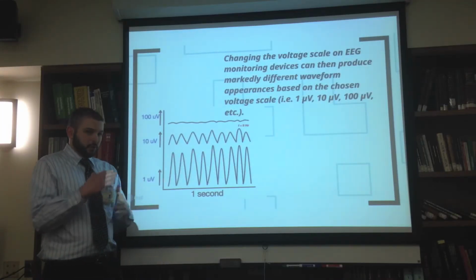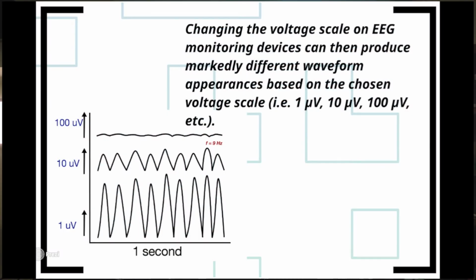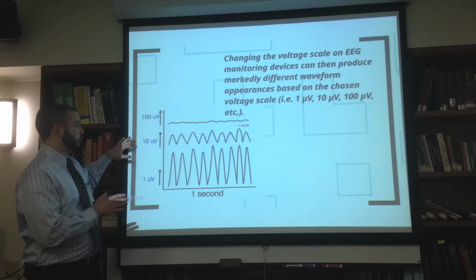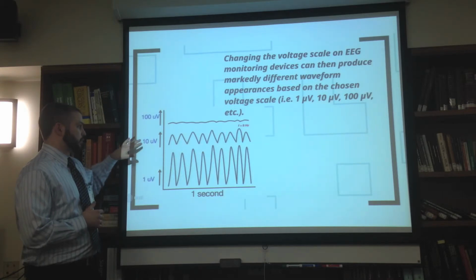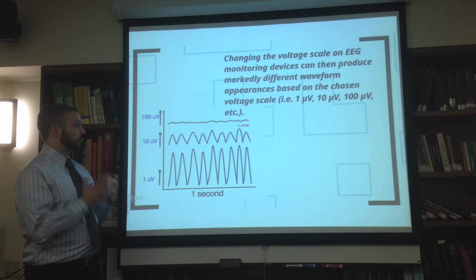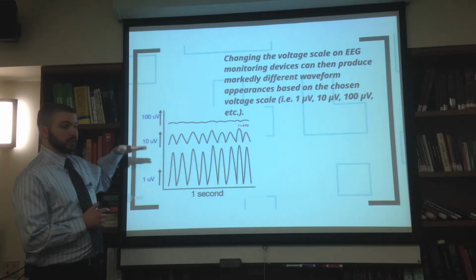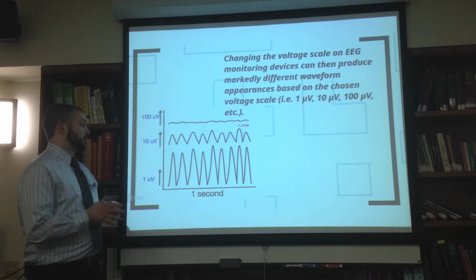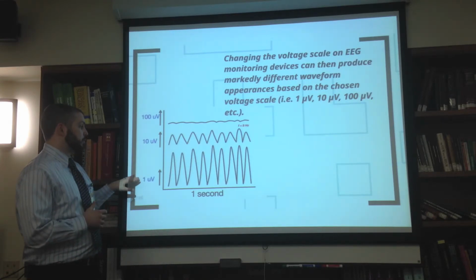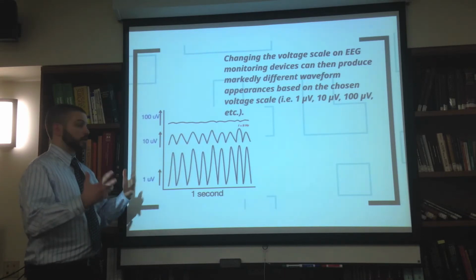So changing the voltage on our EEG monitoring devices really can produce markedly different waveforms based on the chosen voltage scale. We showed a moment ago our 10 microvolt scale here in the middle, and you can see that if you were to then increase the scale by an order of magnitude to 100, it gives off almost an isoelectric appearance. If you were to decrease the scale to 1 microvolt, you can see that the amplitude deflections that are recorded are much larger.